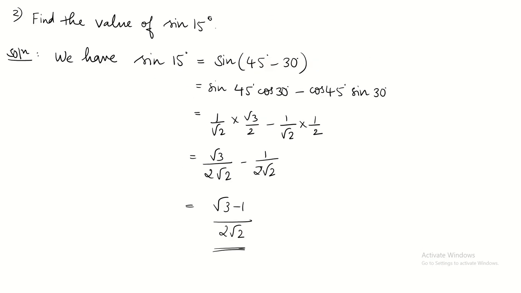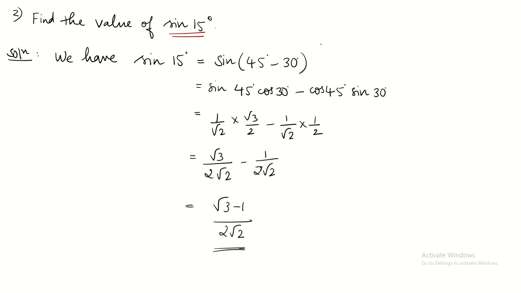Moving on to the next question, you have to find the value of sine 15 degree. So how to find the value of sine 15 degree? This sine 15 you can write in terms of two angles, that is 45 minus 30. How much is 45 minus 30? You will get the answer as 15. Right? So this sine 15 you can write as sine of 45 degree minus 30 degree.